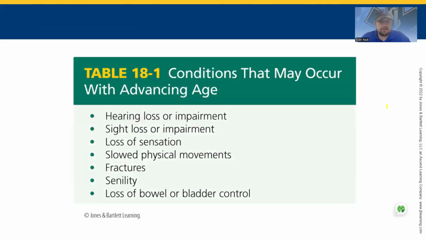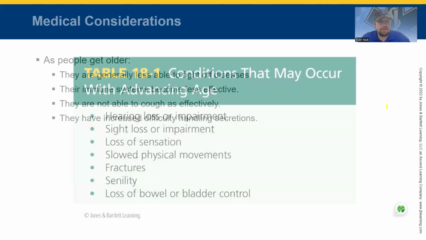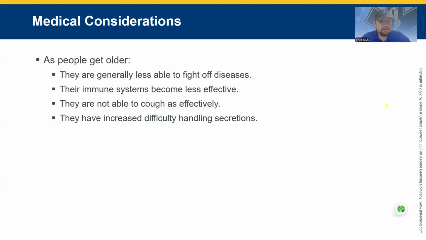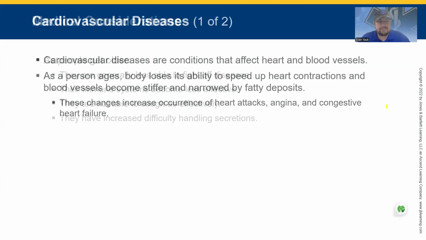Conditions that may occur with advancing age. This is everything we've already talked about. Medical considerations. As people get older, they are generally less able to fight off diseases. Their immune system becomes less effective. They are not able to cough as effectively, so more junk gets down in those airways, and they have increased difficulty handling secretions. They're unable to clear those secretions.